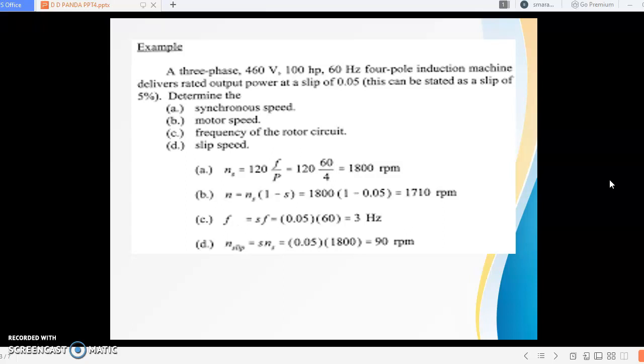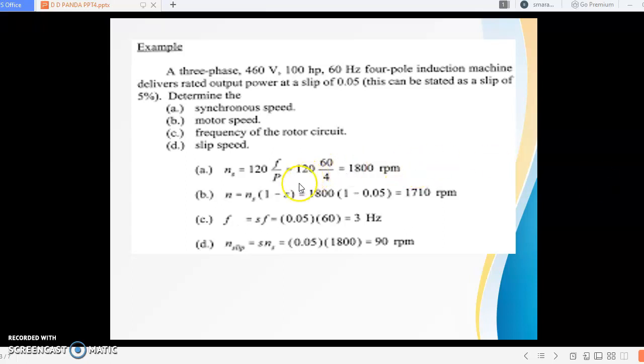First one is to calculate the synchronous speed. Always remember, synchronous speed is denoted as Ns, and the formula for synchronous speed is Ns equals 120 f by P, or we can say 120 into frequency by number of poles.